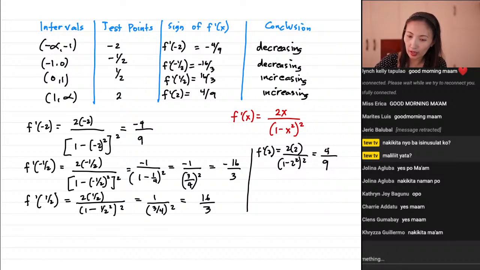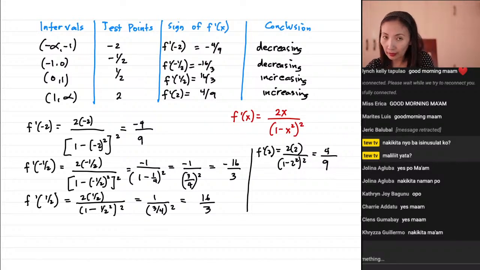So let's evaluate. The values are, from negative infinity to negative 1, the function is decreasing. From negative 1 to 0, still decreasing. From 0 to 1, increasing. And from 1 to infinity, decreasing.